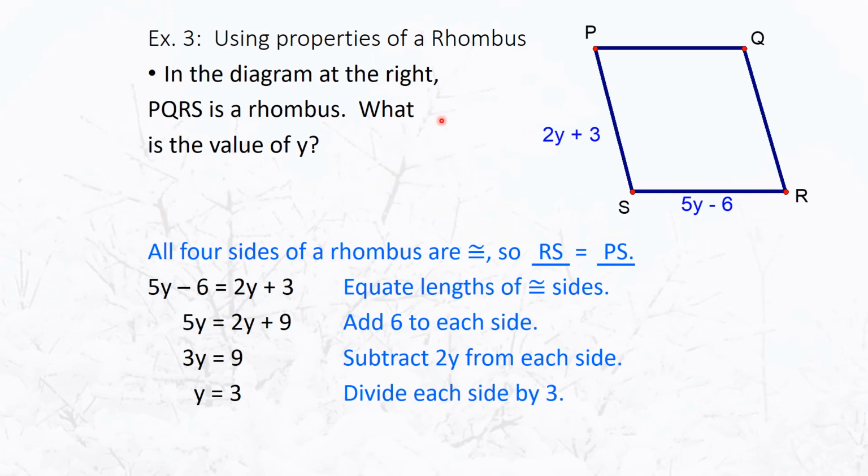Now it's time to discuss example 3, using properties of a rhombus. In the diagram at the right side, PQRS is a rhombus. What is the value of y? That's what we are going to check. All four sides of a rhombus are congruent, so segment QR is congruent to PS. We know all sides are congruent. So we can write 5y minus 3 equals y plus 3, equating the lengths of congruent sides. So you'll get 5y equals 2y plus 9, and 3y equals 9. By simplifying, 9 over 3, y equals 3.